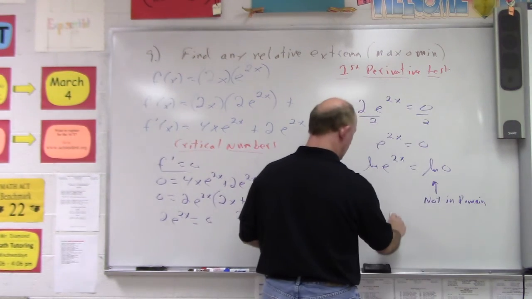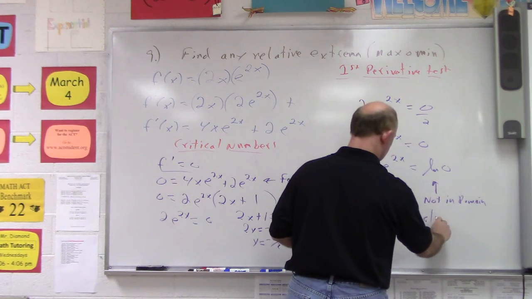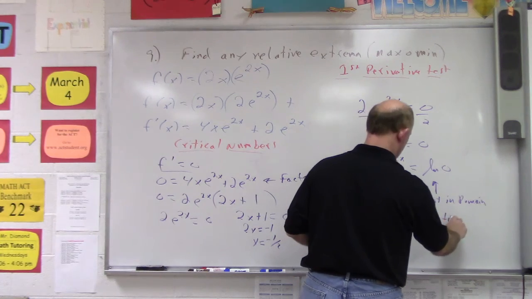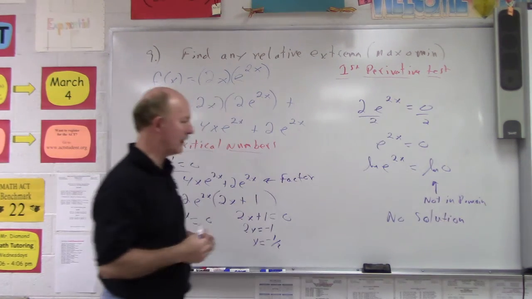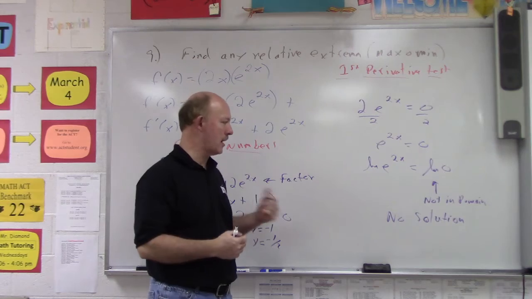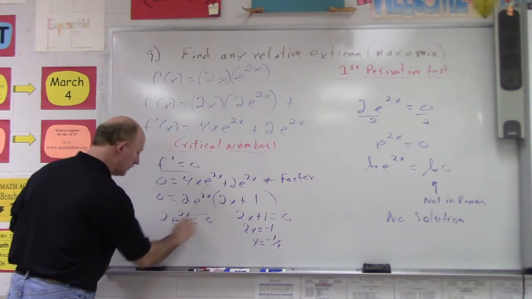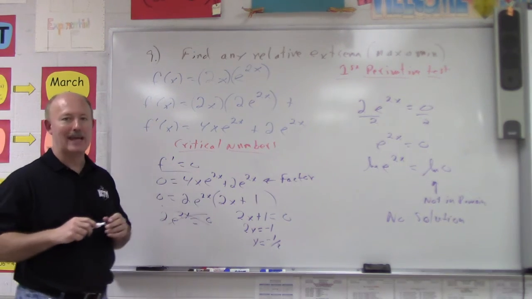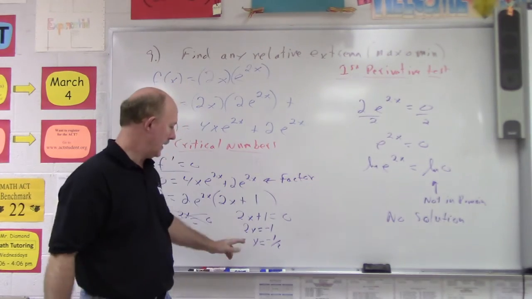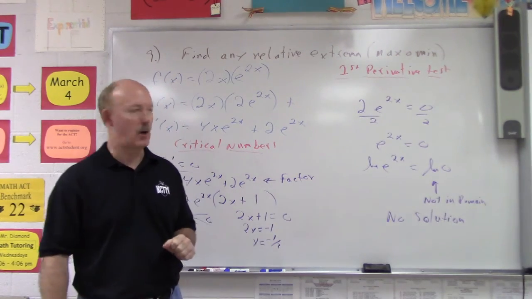So not in the domain, so there's no solution to this equation. Natural log 0 does not exist, so it's not in our domain. So this one, cross that out, we only have one critical number, and that's at x equal -1/2. So only one critical number.